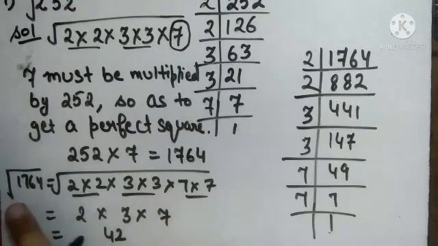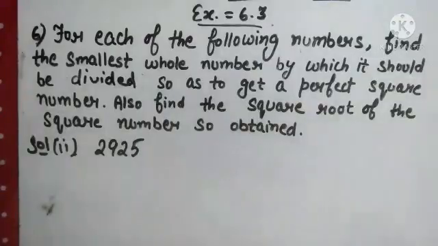It means the square root of 1764 is equal to 42. This is the square root of 1764. Is it clear to all of you? Now let's come to sum number 6.